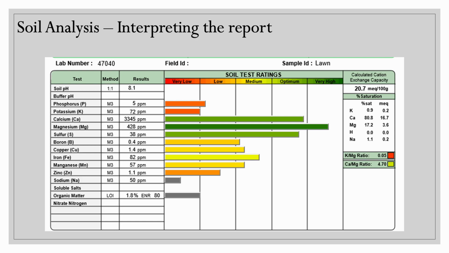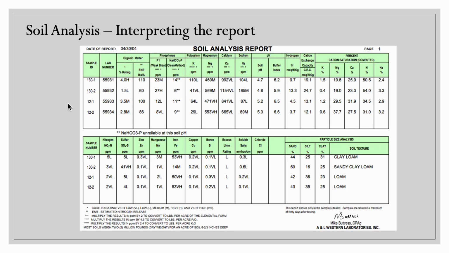Another thing that you are not likely to get on a soil test report is nitrogen. They will not report that. They'll give you a recommendation for how much nitrogen you need to apply based upon your crop.